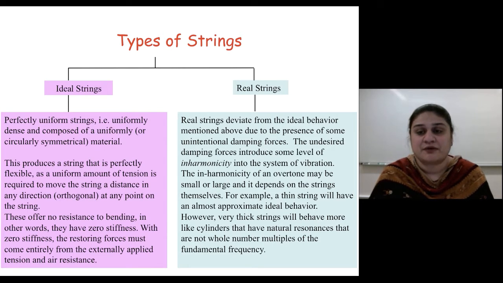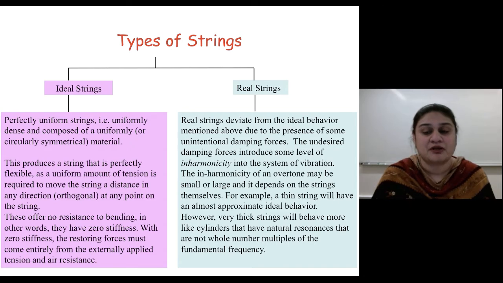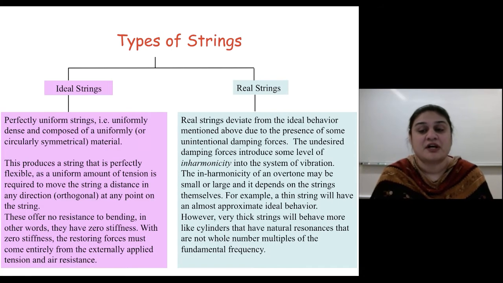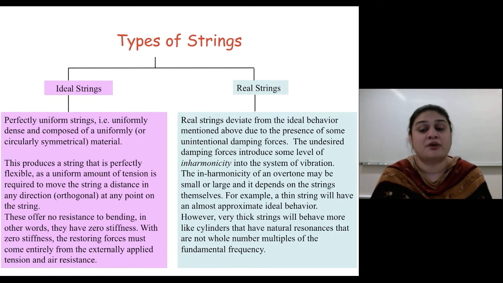Real strings deviate from the ideal behavior due to the presence of some unintentional damping forces. The undesired damping forces introduce some level of inharmonicity into the system of vibration. This can be like an overtone that may be large or small, which depends on the strings themselves. For example, a thin string will have almost an approximate ideal behavior. However, thick strings will behave more like cylinders that have natural resonances that are not whole number multiples of the fundamental frequency.